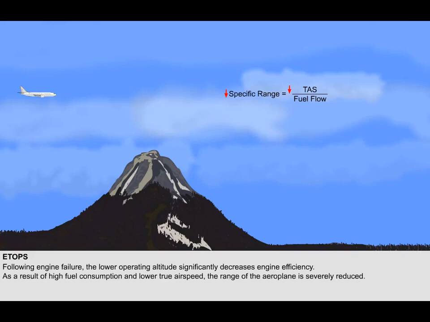As a result of the reduced range, it is now not possible to reach the destination airfield. And in fact, the priority now is to find an alternate airfield to land before the fuel runs out. This issue is of such importance that it was necessary to regulate it. The authorities have set a safety standard that in the event of engine failure, the aeroplane must have the capability of reaching a suitable airfield within a certain time period.